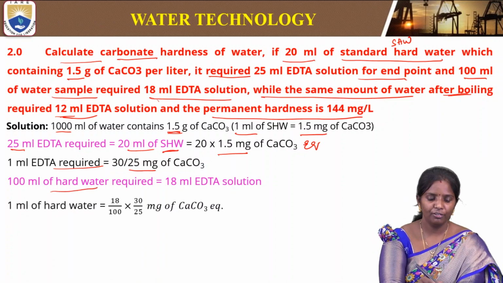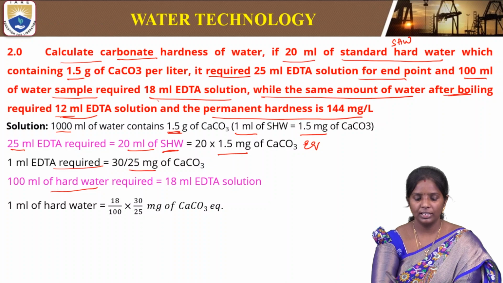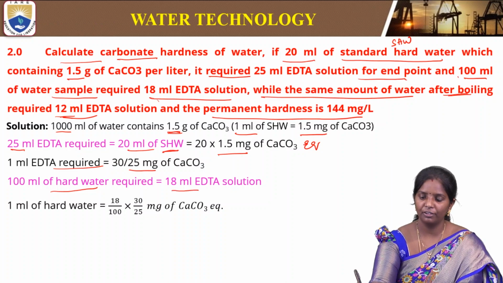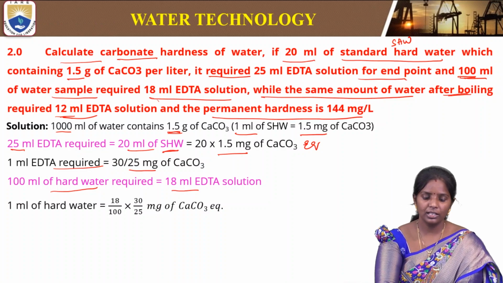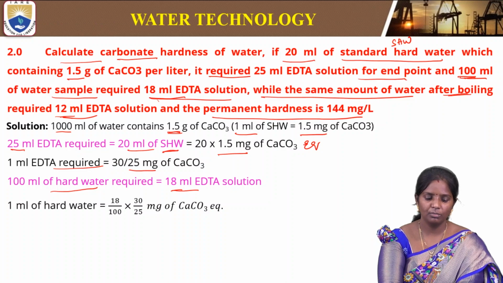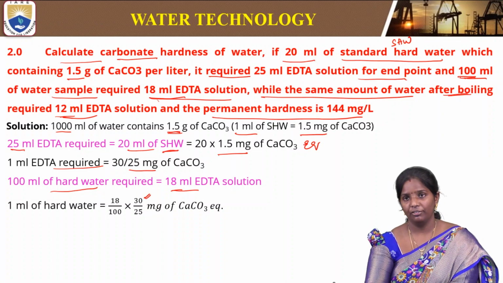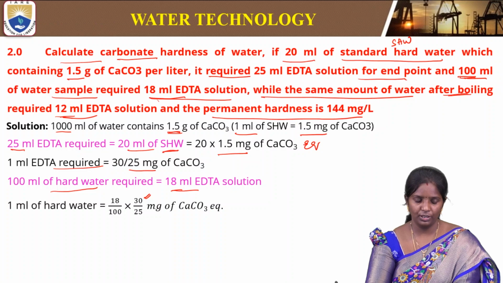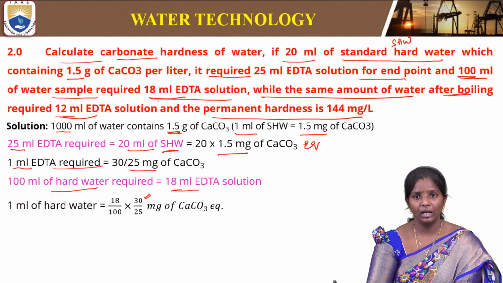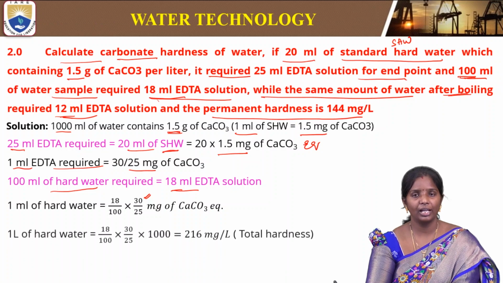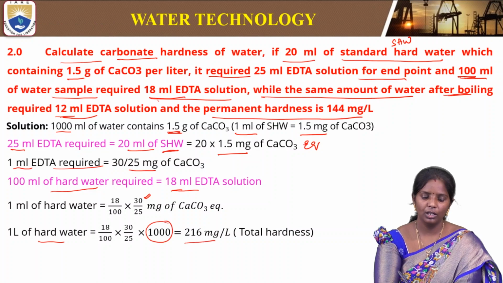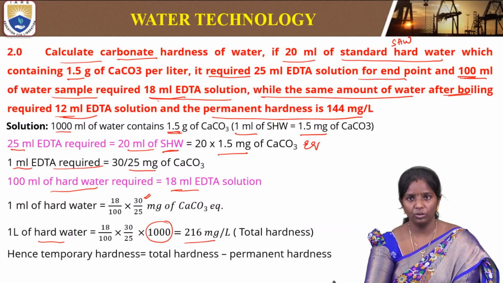Here 100 ml of hard water consumed 18 ml of EDTA, as already given in the question. Then 1 ml, how much is it? 18 by 100 into 30 by 25 mg of calcium carbonate, because 1 ml of EDTA is equal to 30 by 25. Then for 1 liter, multiply with 1000 and we get 216 mg per liter, that is the total hardness.